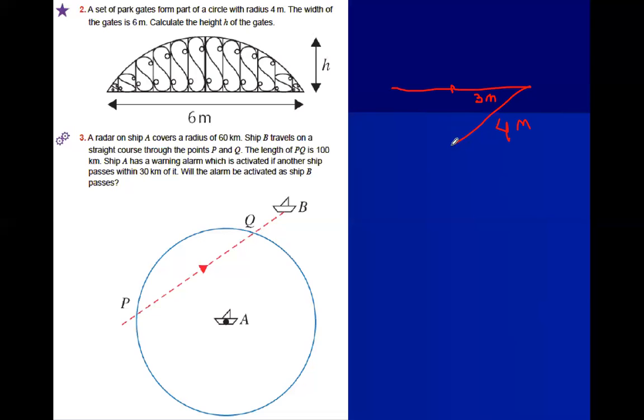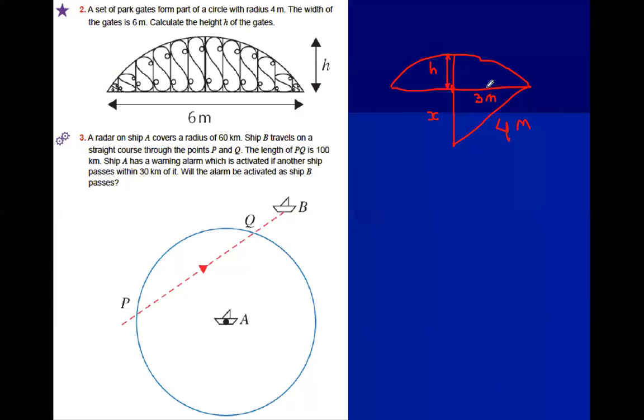And I know that from here to the end here, where the circle is, I've got 4 meters as well. So what I'm looking for is this distance here, x. Because once I can find x, and I know this is 4, then I'll be able to deduce what h is.